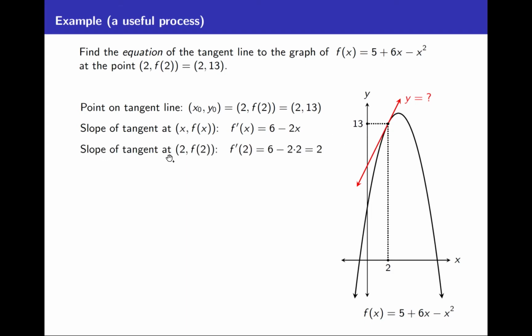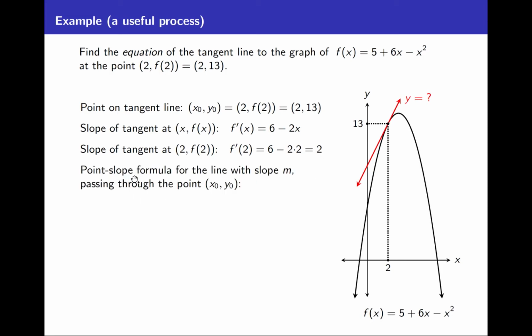The slope of the tangent at this point 2, f of 2 is f prime of 2, which would be, let's see, 6 minus 2 times 2, or 2. So the slope of this tangent line is m equals 2. And that certainly looks right. Rise over run, it looks like the run is half of what the rise is. So that would be slope 2. So we've got our information, the data we need. We have a point on the line that we're trying to find the equation for, and we've got its slope.